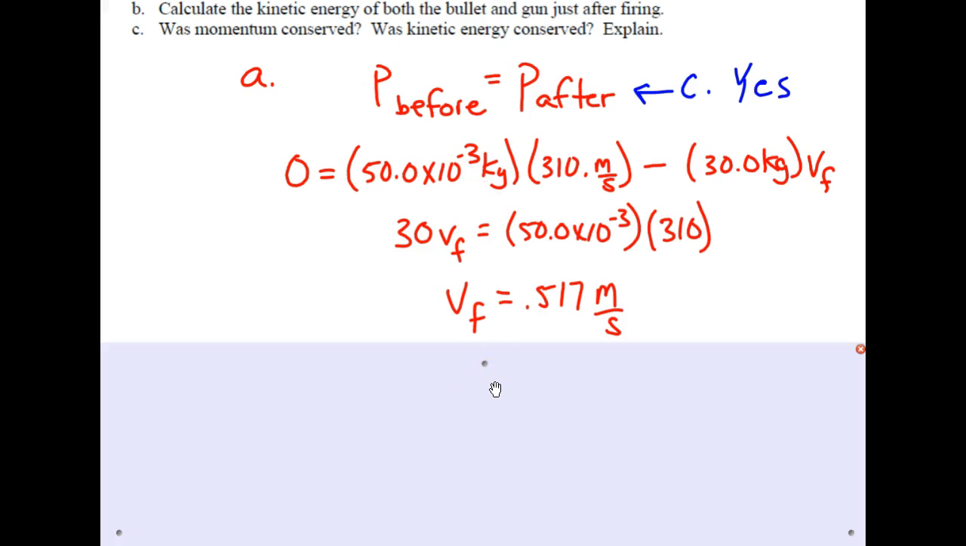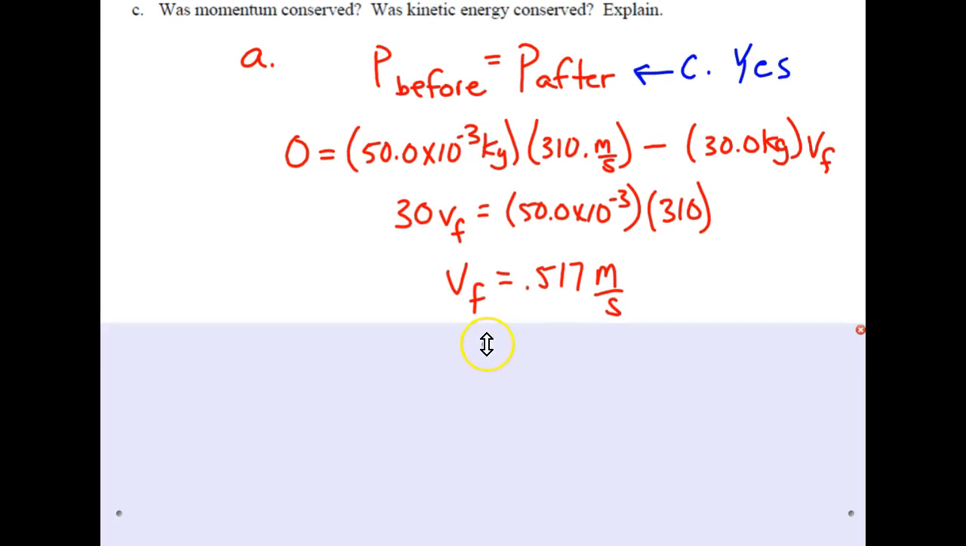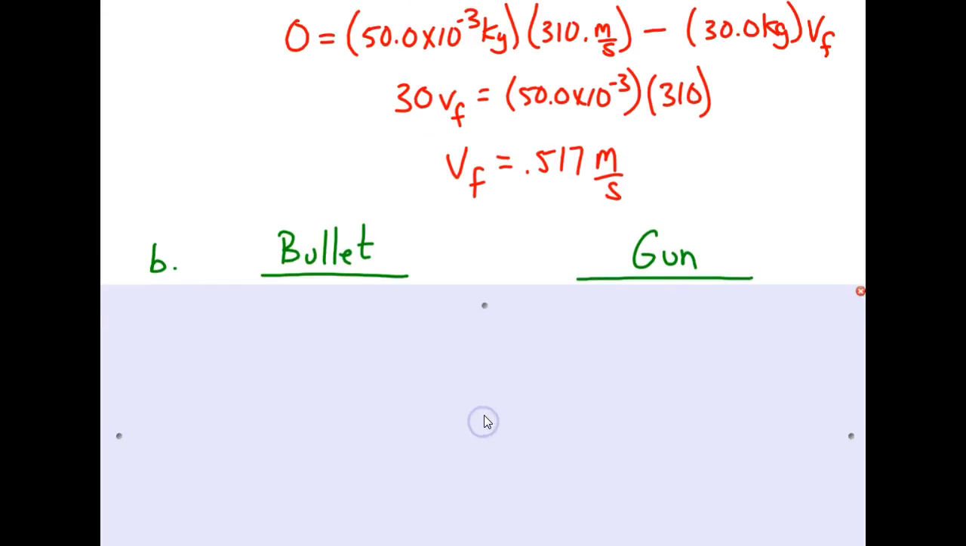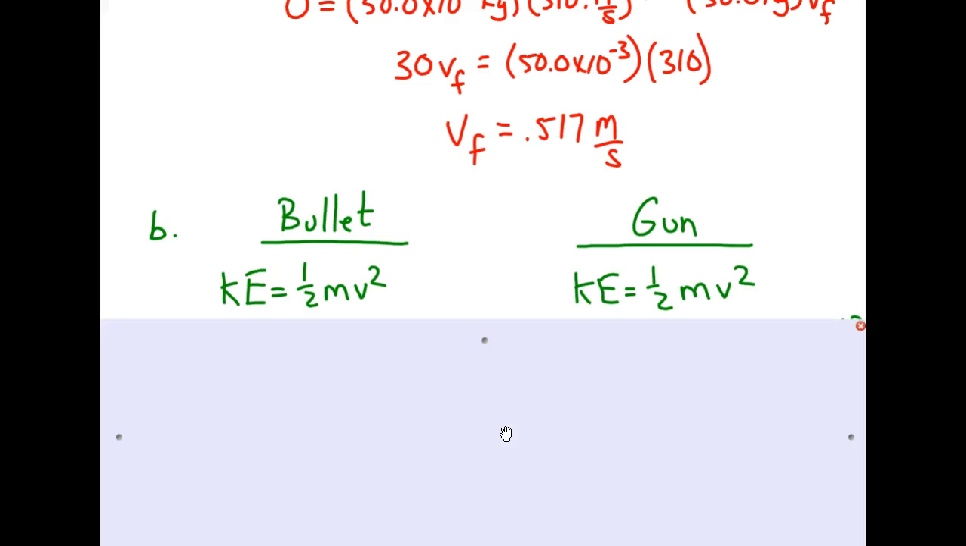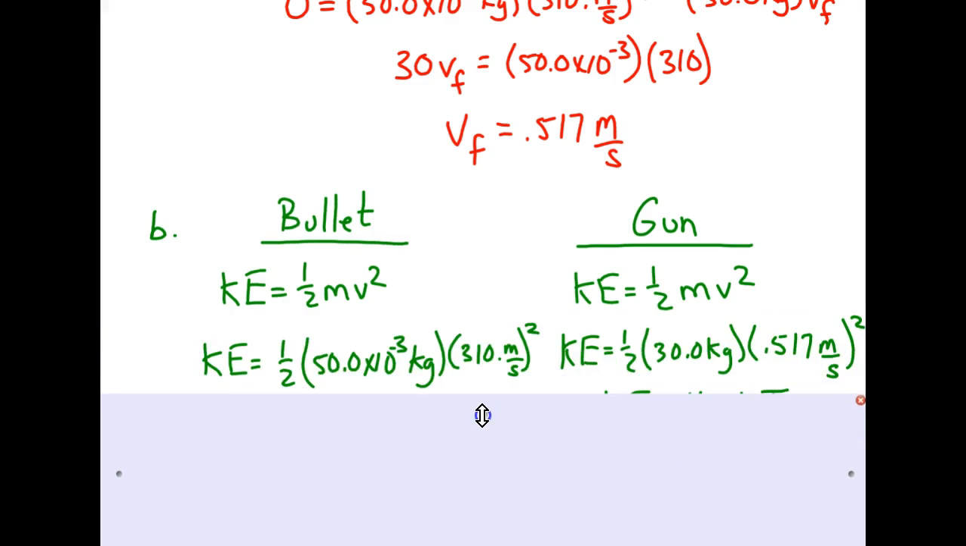Part B, calculate the kinetic energy of both the bullet and the gun after firing. So we're going to do a separate calculation for both the bullet and the gun. So we write our KE equals 1/2 mv squared for both. For our bullet, our substitution will be 1/2 times 50 times 10 to the negative 3 kilograms times 310 meters per second. Don't forget to square. For our gun, KE equals 1/2 times 30 kilograms times 0.517 that we just calculated from part A, and don't forget to square.